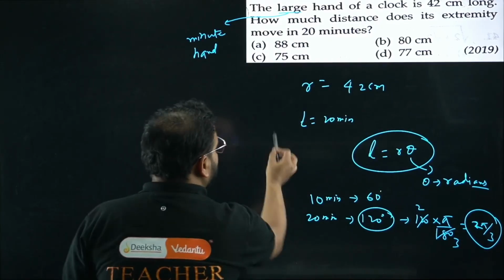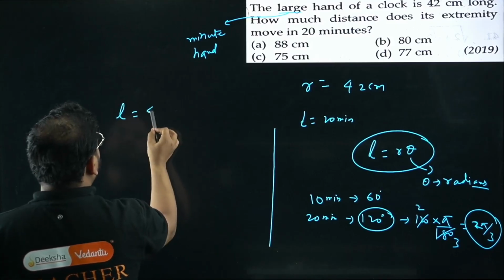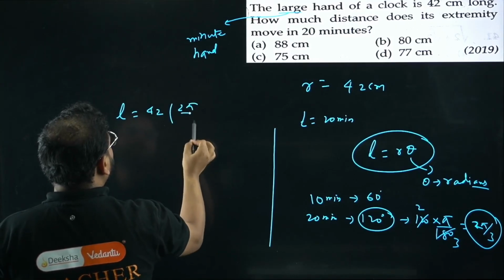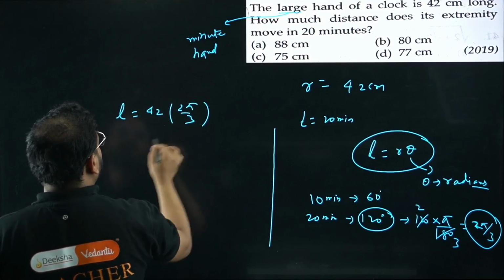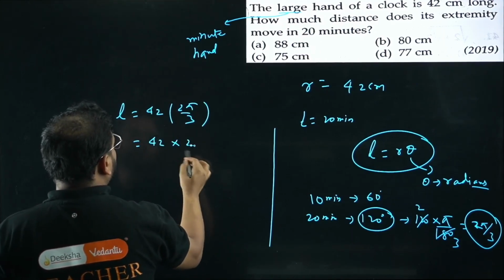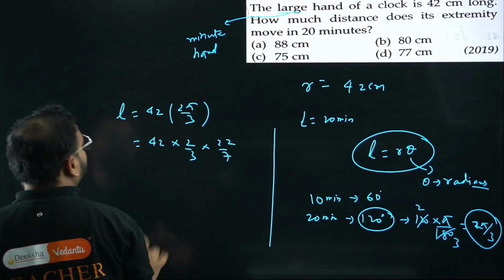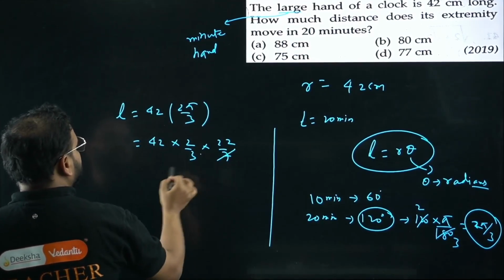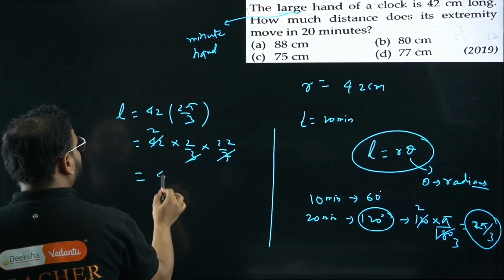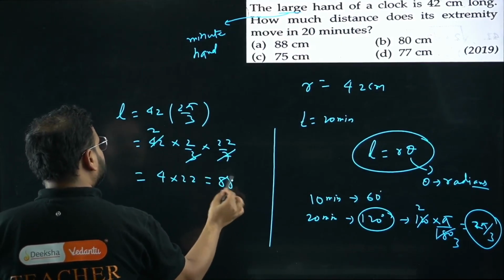Okay, now we'll use this formula. L equals 42 into 2 pi by 3. What do I get? Please check. 42 into 2 by 3 into the pi value, 22 by 7. Okay, it's not the angle value anymore. 7 3s are 21. We get this 2 over here. 4 into 22. I'm getting 88 as the value.